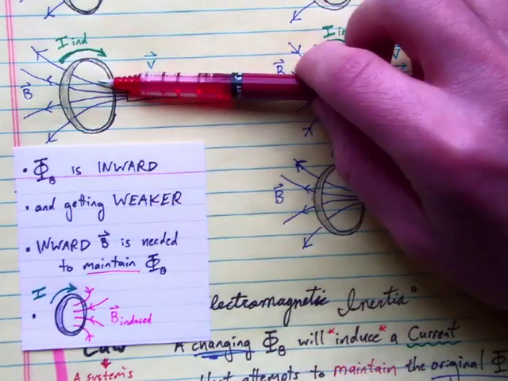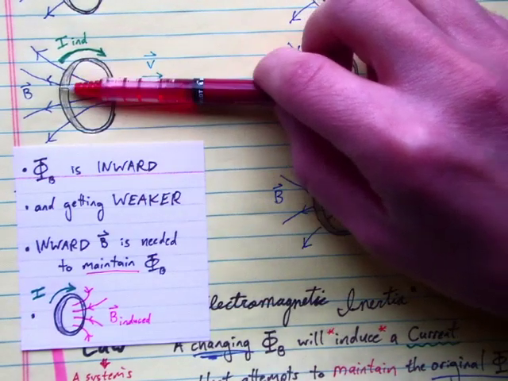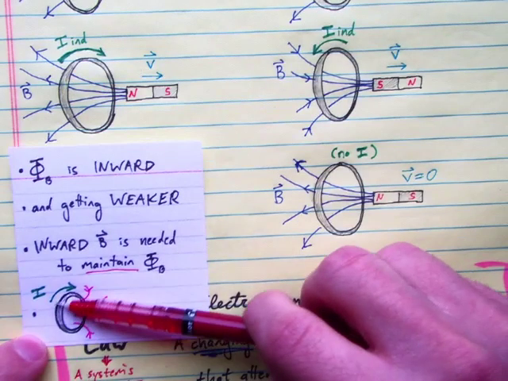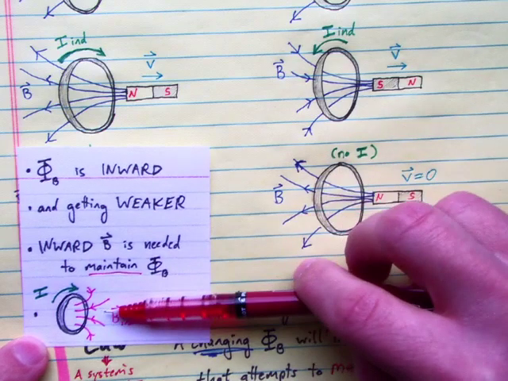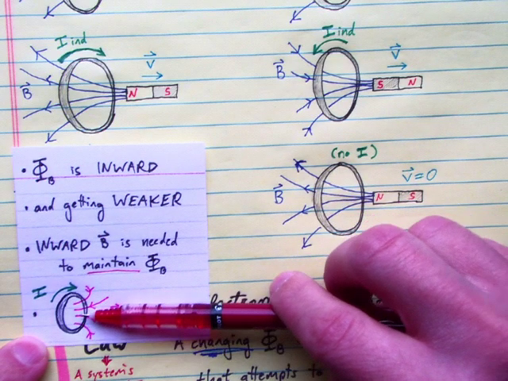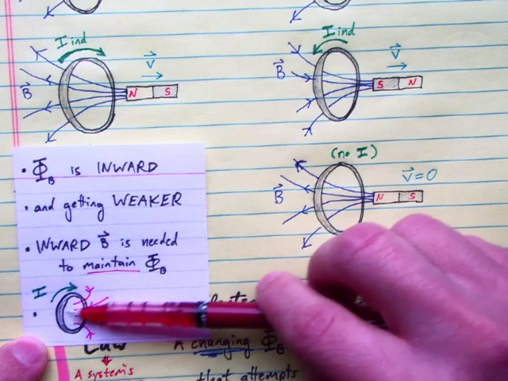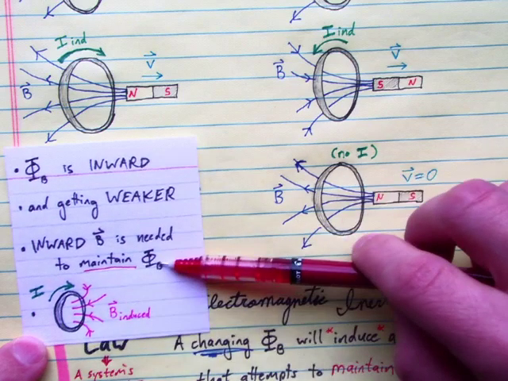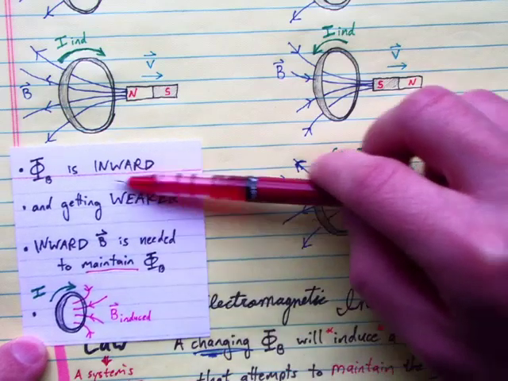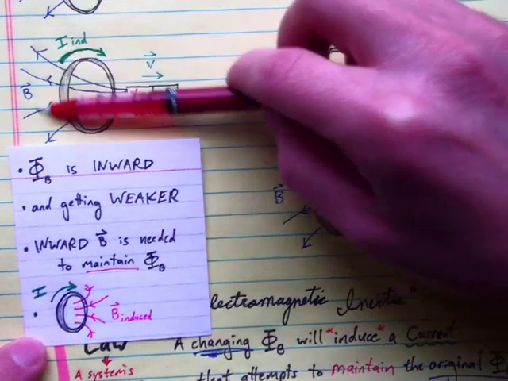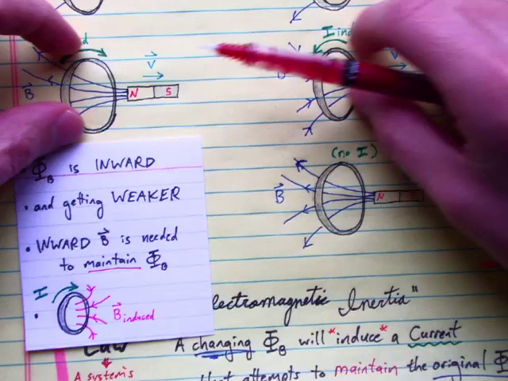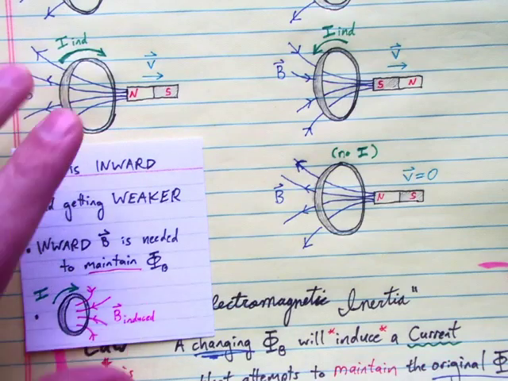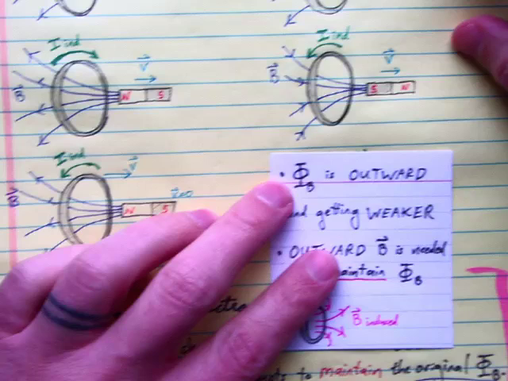We can get an inward B, a leftward B, by having current run in this direction around the loop, generating a secondary induced magnetic field pointing to the left. That flux will attempt to maintain the flux at what it was, try and replace the weakening flux that we're getting as this B field is drawn to the right. Let's see, last example here.